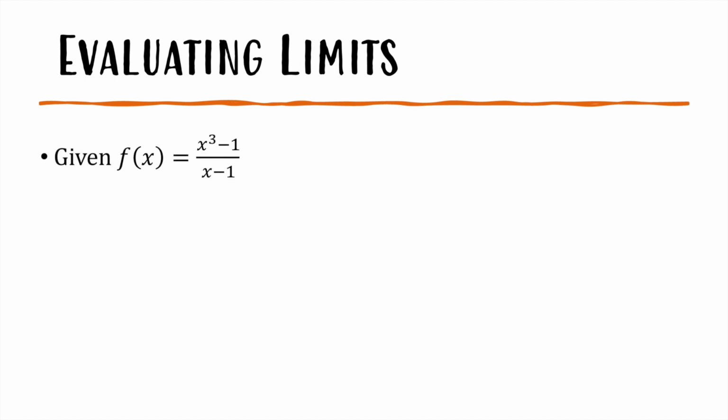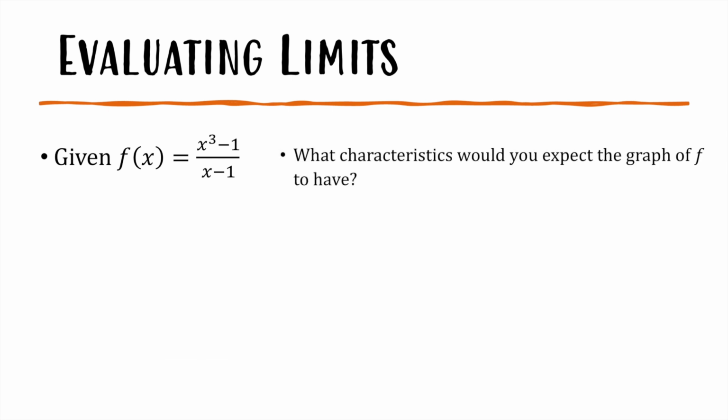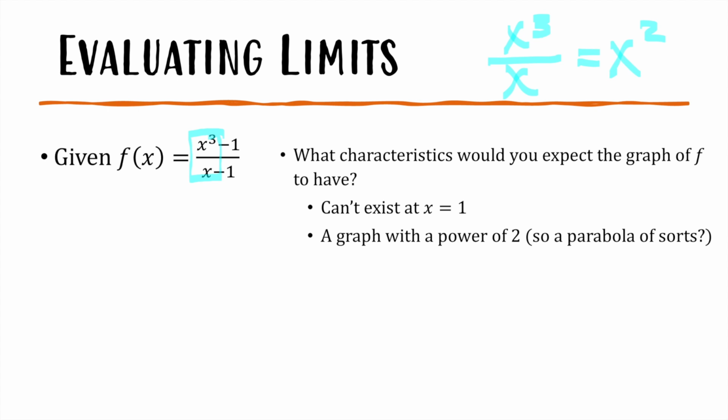So given this function, x cubed minus 1 over x minus 1, what characteristics would you expect the graph of f to have? Well, we have a fraction here, and we know that the bottom of a fraction can't equal 0. So we know that our graph can't exist at x equals 1. We also know something about the shape of the graph, because if you look at those leading terms right there, we've got x to the third over x. So that is x squared. Okay, so we have a graph with the power of 2, so like a parabola of sorts.